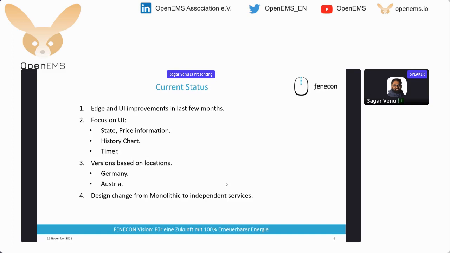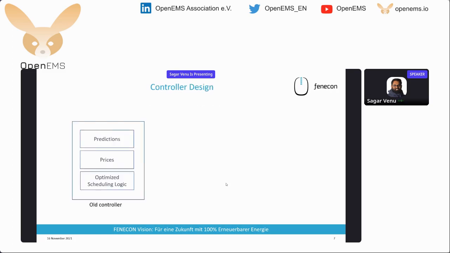And design changes were made since it was done for my university project. The software design was done in such a way that it was a monolithic design. Everything, from retrieving the prices, calculating the predictions, and the schedule logic, was incorporated in one controller. And later we changed it to individual services. In this one, you can see the predictions, the prices and the optimized scheduling logic, everything in a single controller, everything interrelated. So if we have any problem receiving the prices, the entire controller gets into the error state. This is what we wanted to avoid.